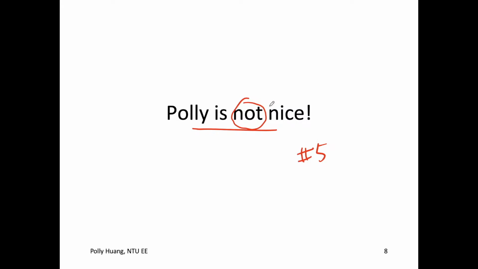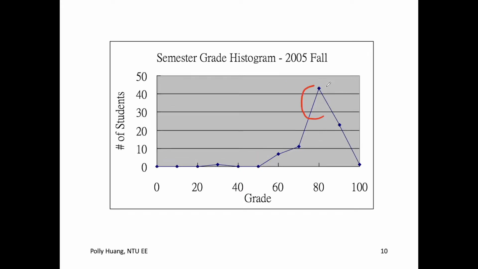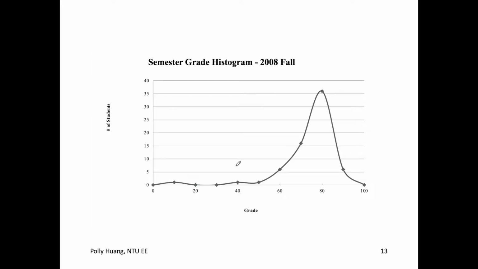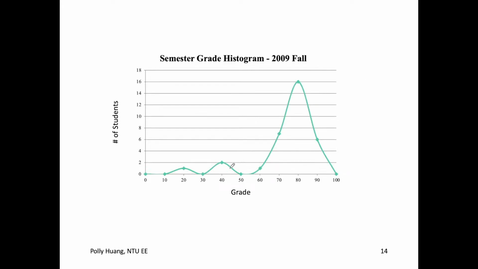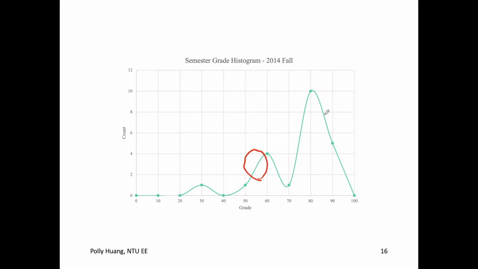Let me flash the grade distribution over the past semesters, past years Polly has taught the course. You see that? The vast majority are in the 70s, 80s, but there will be some who fail the course. Okay, and you see the distribution is pretty much a skewed bell shape, occasionally a twin bell, like this.